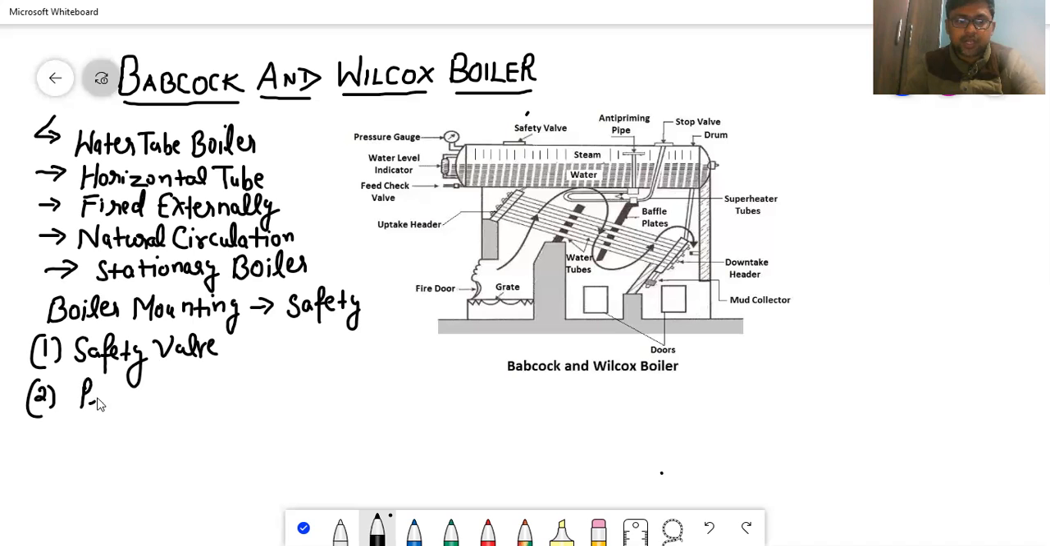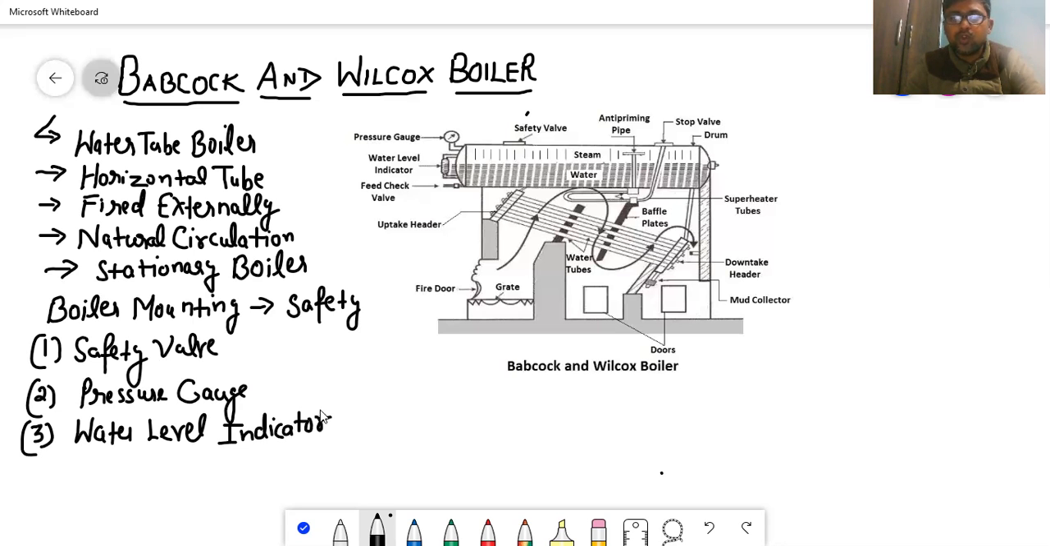So pressure gauge is basically used to do what? It is used to measure the pressure of the steam inside the boiler and show it to the observer that will be placed outside the boiler. Third is the water level indicator. So water level indicators are basically used to show the level of the water inside the boiler to the observer. We have to make sure that the level of water is maintained at a safe level always in the boiler. So for that, we're using a water level indicator.